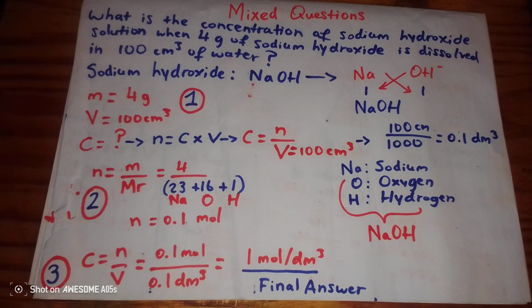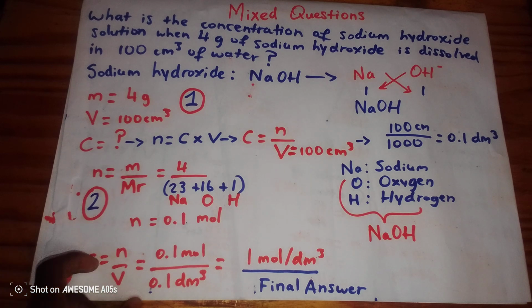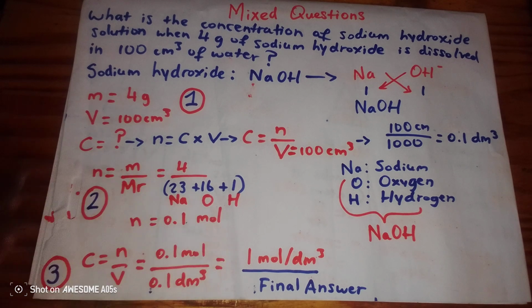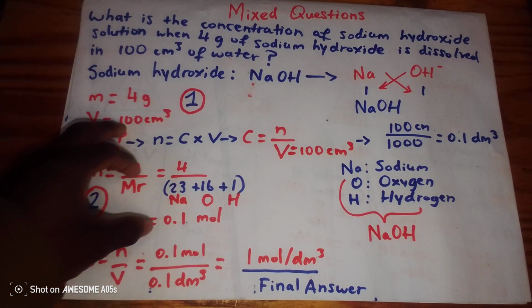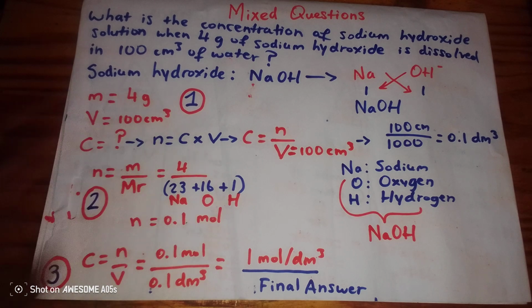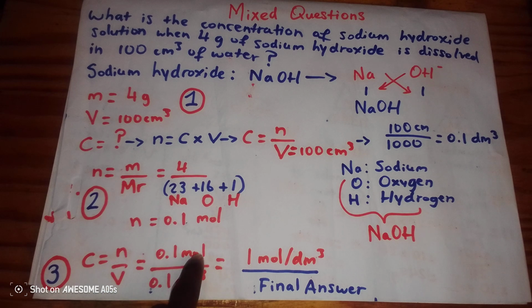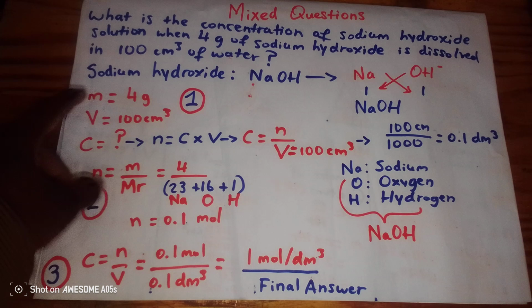So we resume with the mixed questions. We were at step 1, we went to step 2, and we're at step 3. What is step 3? Step 3 is the equation we got from here. So we found our number of moles, 0.1 moles. We already had our volume at 100 cubic centimeters, but we had to convert it to cubic decimeters, which gave us 0.1. So we have 0.1 mole, which we found, and 0.1 cubic decimeters, which we converted from the 100 cubic centimeters.